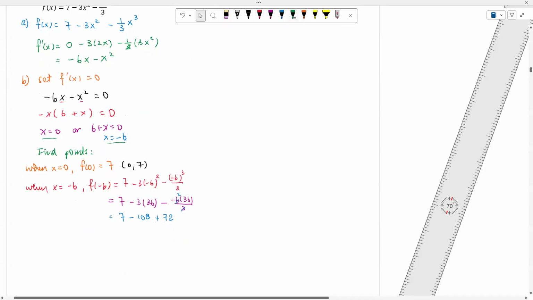Okay, so now I have 7 minus 108 plus 72, so I have negative 108 plus 79, which is negative 29. Okay, so now we have a point. In this case, I have negative 6 and negative 29.